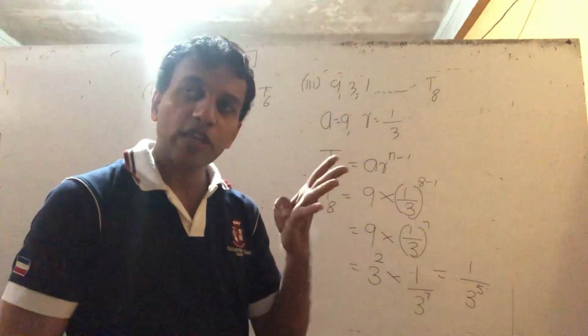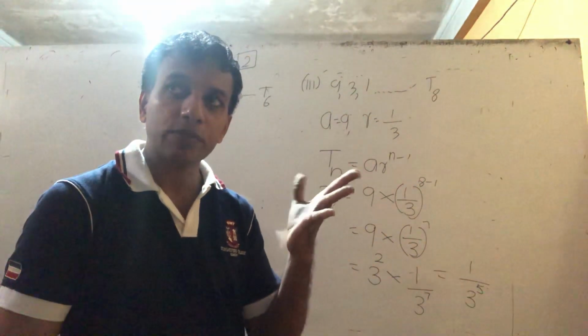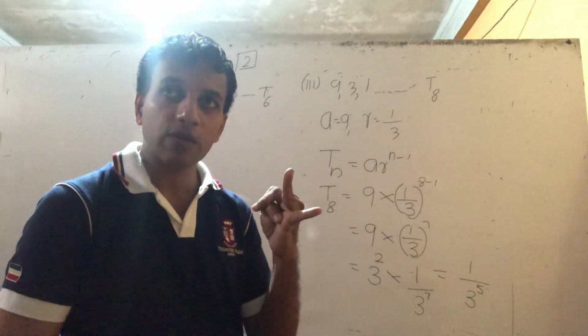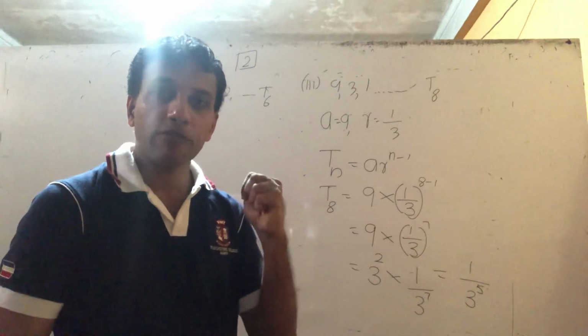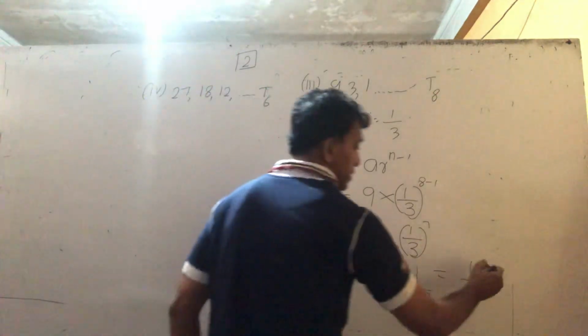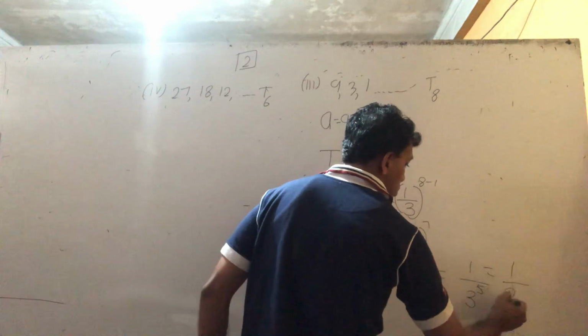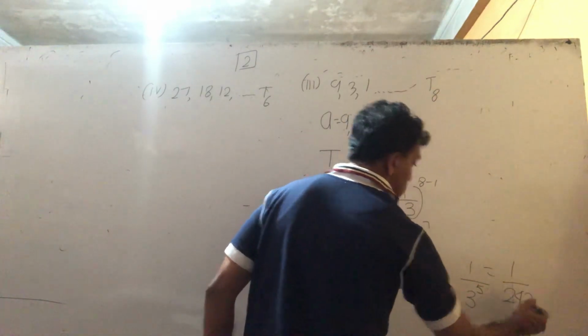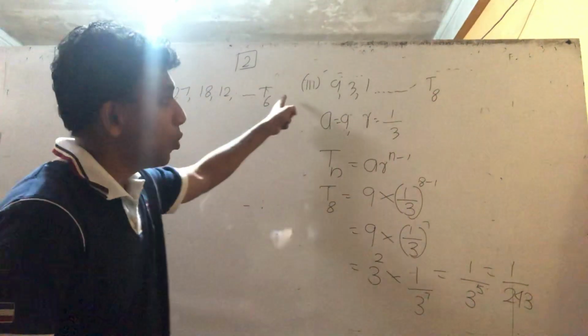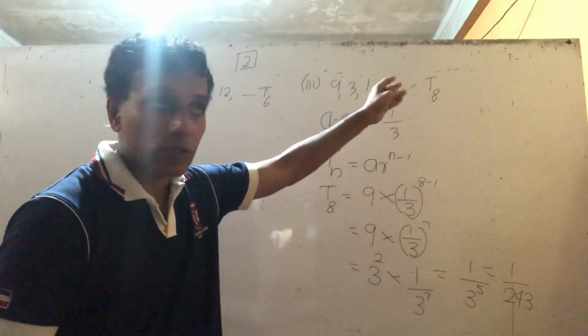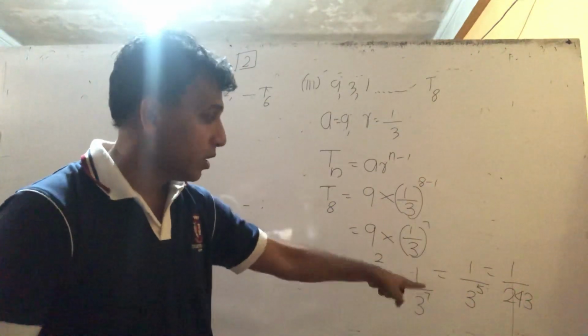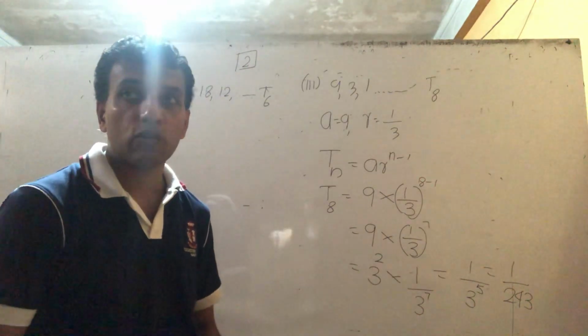Give the answer. What is 3 to the power 5? 3 times 3 is 9, 27, 81, 243. So the answer is 1 over 243. If you go in this order, it's also a decreasing series. So somewhere at the 8th position, 1 over 243 is available.